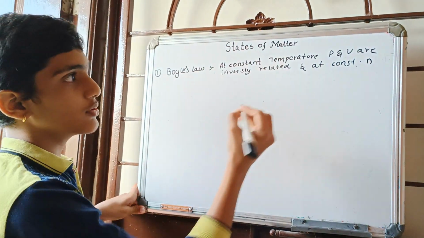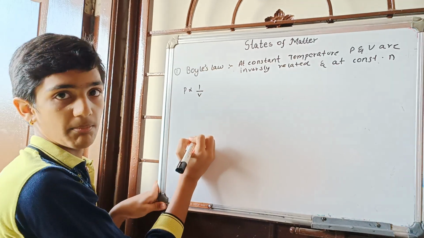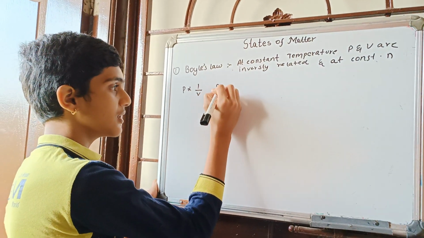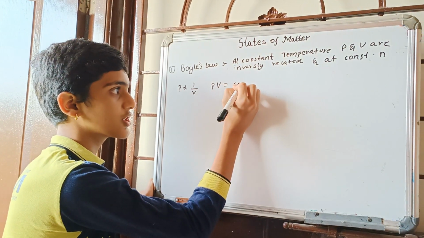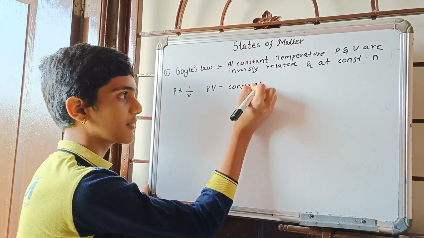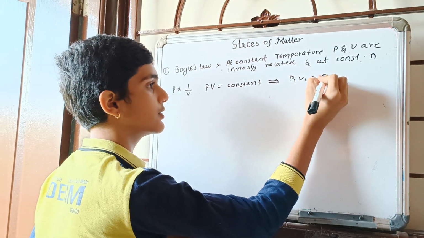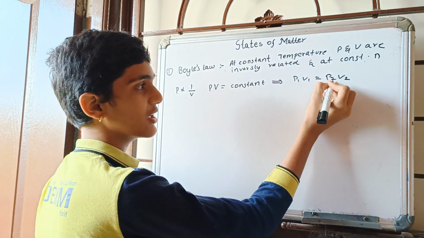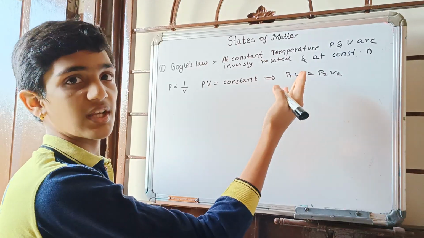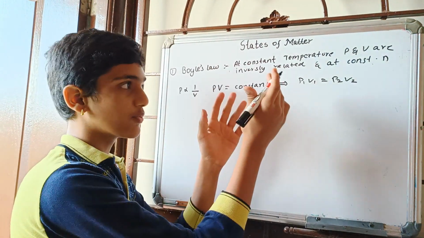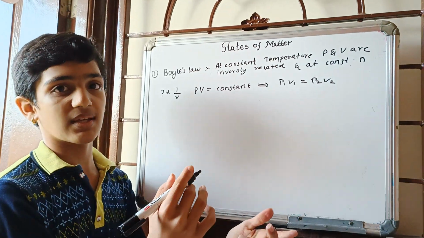Number of moles. Now this one we can write as P is inversely proportional to 1 by V. Now P is inversely proportional to 1/V, or PV is equal to constant. From here we can say that P1 V1 equals P2 V2. Here P1 V1 is the initial pressure and volume, and P2 V2 the final, which is basically pressure at one time and volume at one time equals pressure at the second time into volume at the second time.